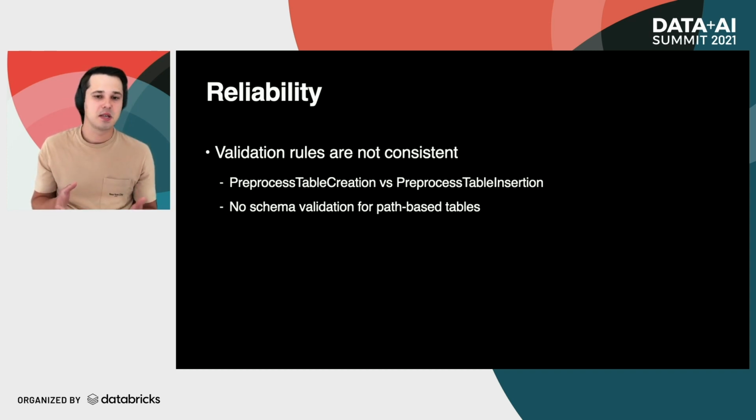Also, there are no schema checks at all for writing to path-based tables. This means you can write whatever you want and Spark will never complain, unless you try to read the data back, of course. In this case, Spark will try to make sense of the data that's available in that location and will fail if it doesn't make any sense.